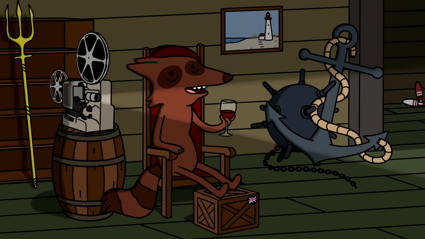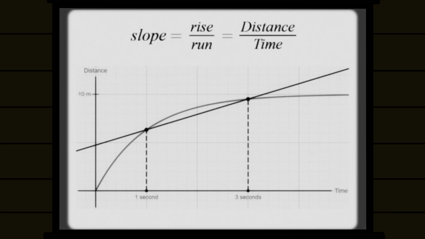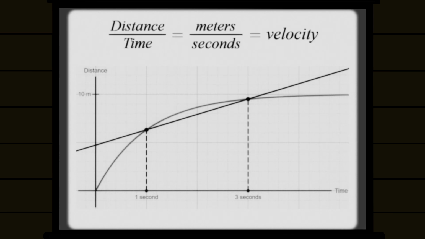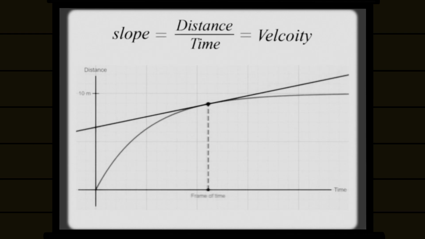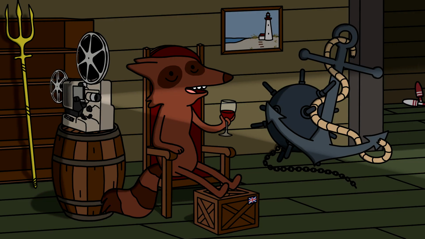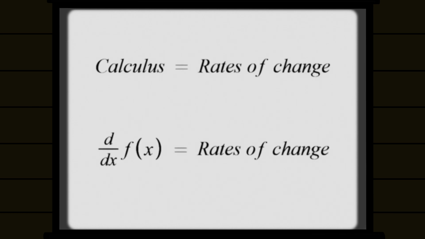And the reason for this is the slope is equal to the rise over run, or in this case, the distance per time, which is velocity. Finding the tangent slope, or its derivative, will give us the instantaneous velocity of the car at any given frame of time, which is pretty crazy if you think about it. This is why you hear calculus, or the derivative, has to do with rates of change.